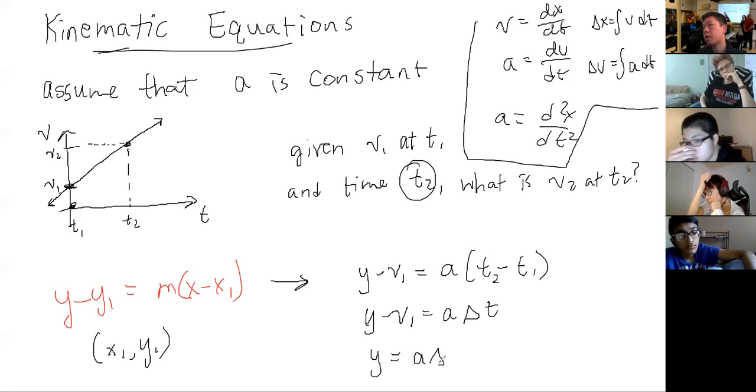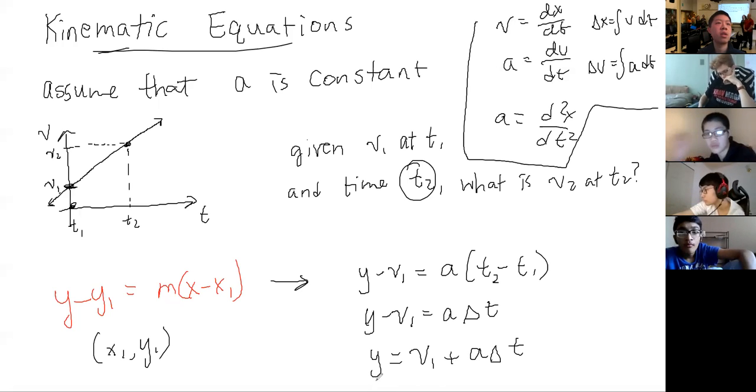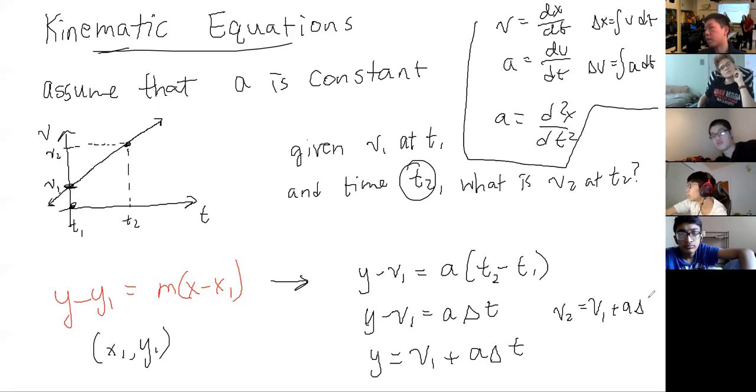Y equals, I'm going to put the v1 in the front, v1 plus a delta t. All right, and what is the y that we found? So what is on the y-axis? Yeah, it's going to be v2. I'm going to finish it off. So v2 is equal to v1 plus a delta t.